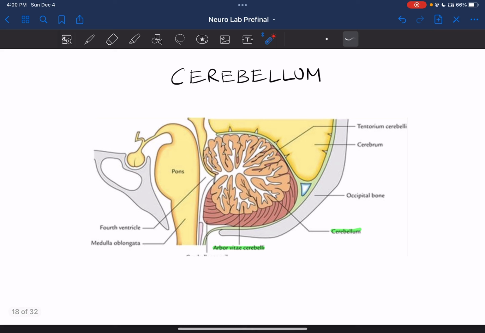Now, cerebellum. So this is one of the last topics of the lab. Cerebellum and the autonomic nervous system are remaining. So let's go through this very quickly.